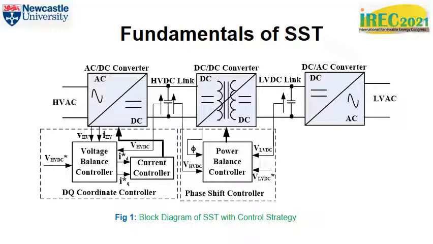In the control block, we can see that it consists of a voltage balancing controller and a power balance controller. The voltage balancing controller is meant to regulate the high voltage DC link and also to control the power factor of the AC to DC converter, while the power balance controller is to regulate the low voltage DC link and also to control the flow of power between the two converters that form the DC-DC conversion states.